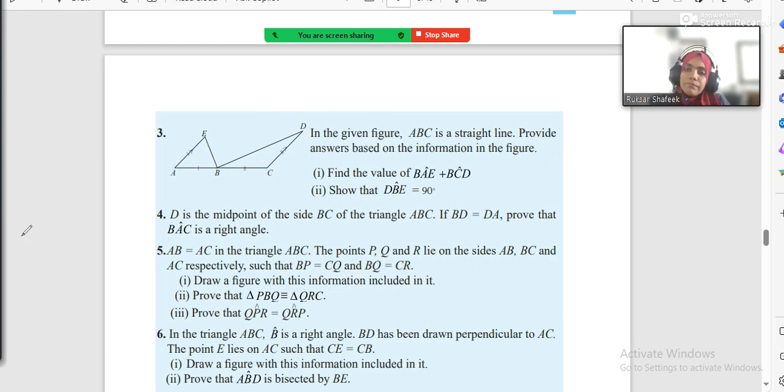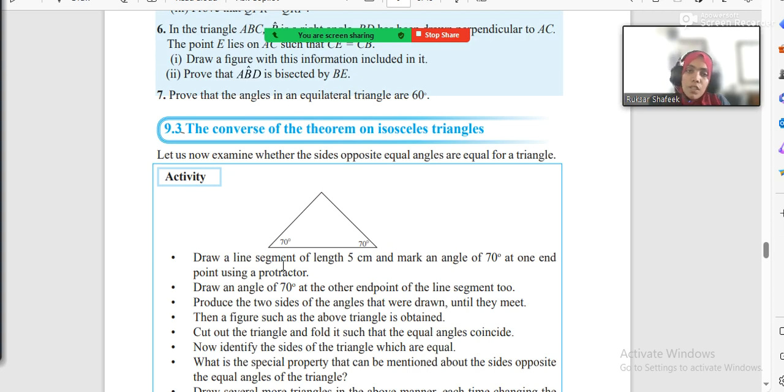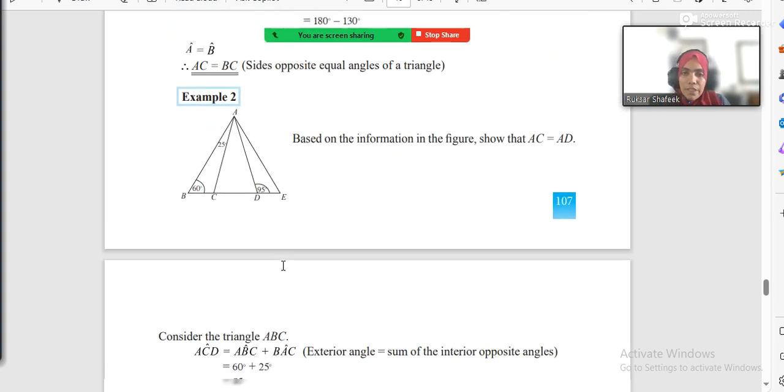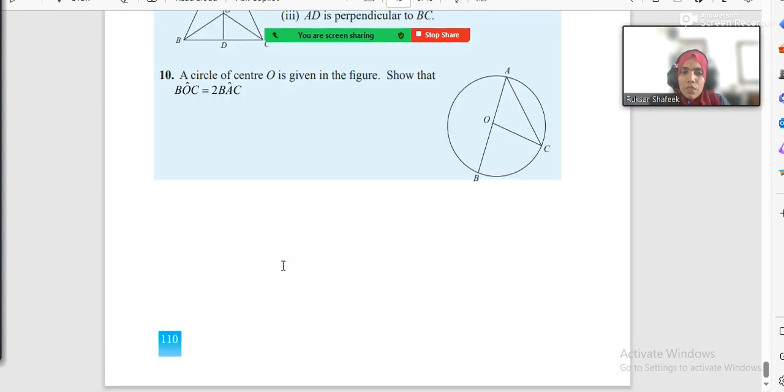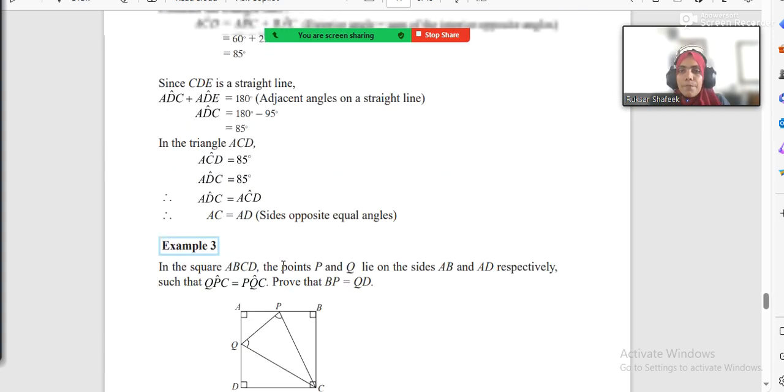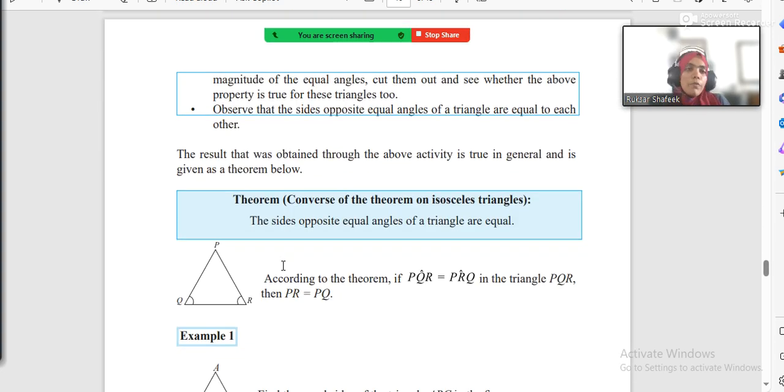Let's move into the next part then. That's the converse of the theorem of the isosceles triangle. We have a little bit more to cover, and then we're done with this chapter. So what is the converse of a theorem? Whenever we learn a theorem, we always move to the converse of it. That says the sides opposite equal angles of a triangle are equal.